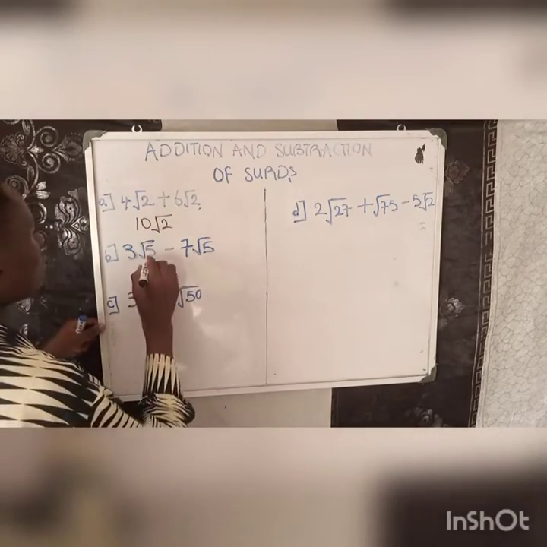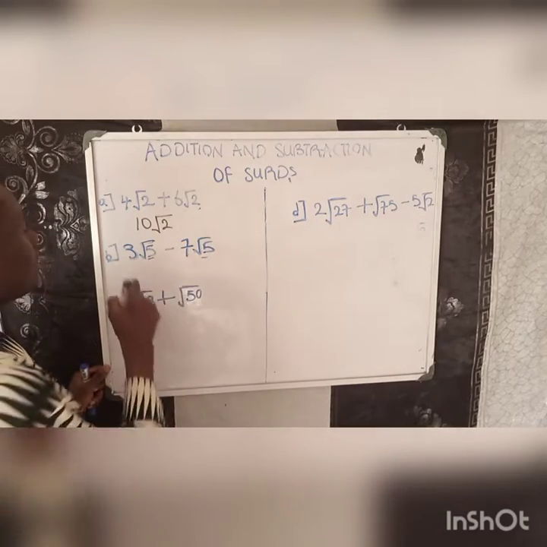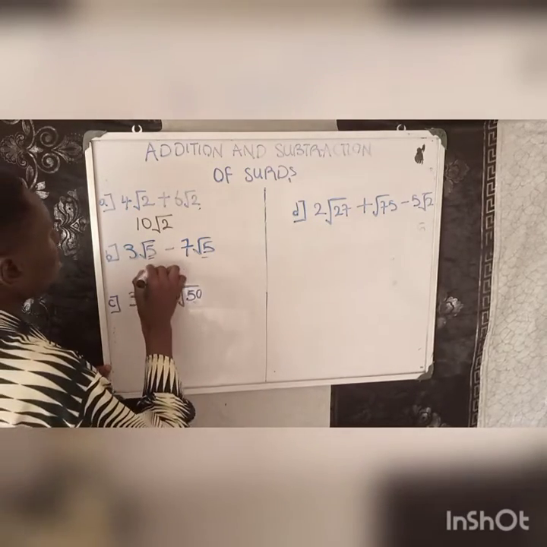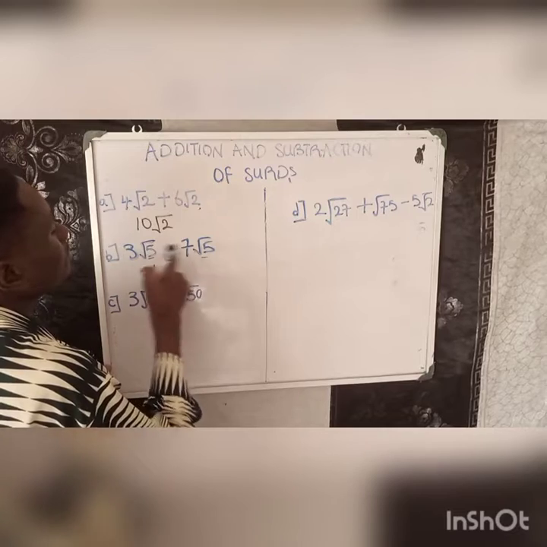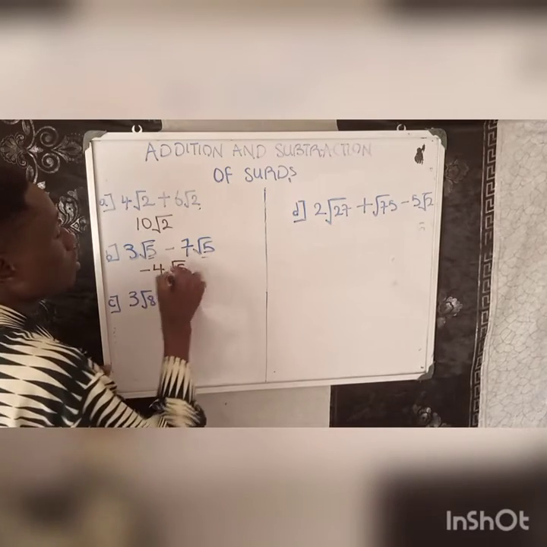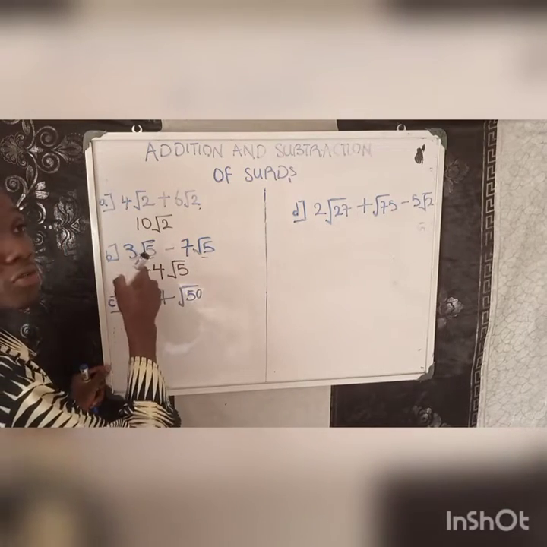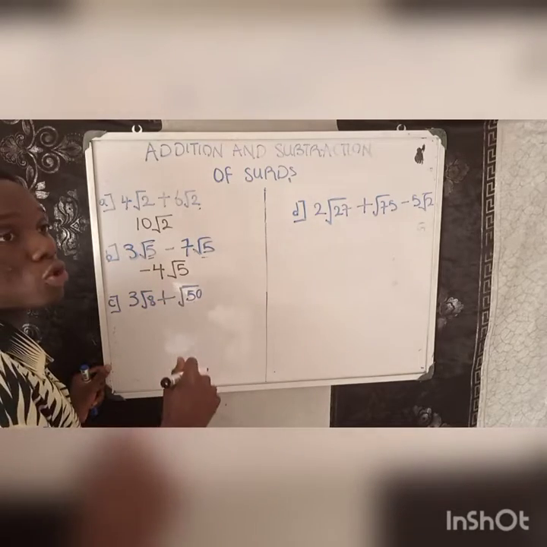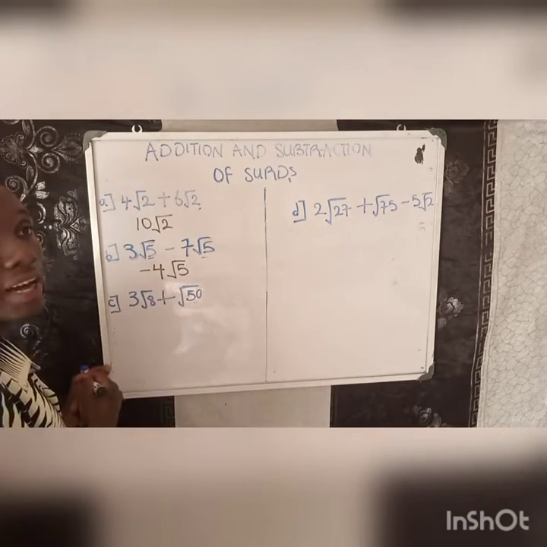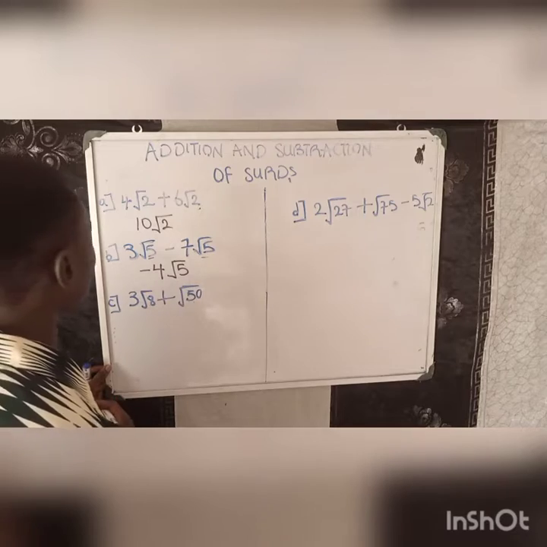We go to the second one. Since they are similar, we do the same thing. 3 minus 7 is minus 4. Then put your root 5. Some of us will be wondering where this minus 4 is coming from. Visit my previous tutorials and check where I solved directed numbers, and you will see that this is very simple.